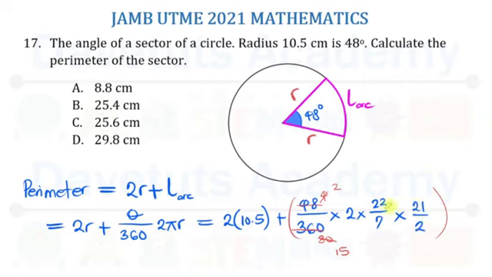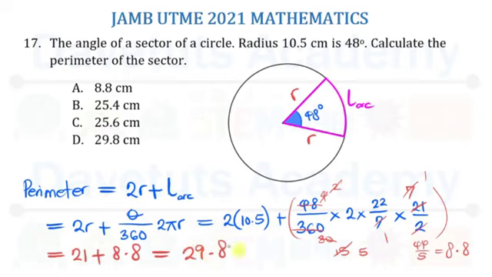Because I don't want to use my calculator, let me just see what I can do. So these 2 can cancel these 2. 3 can go here, 5. 3 can go here, 7. Good. 7 here 1, 7 here 1. So that will be 2 times 10.5 is 21 plus, here I'm going to have 2 times 22 is 44 over 5. 5 in 40 is 8, 4 again is 8. So I have 8.8. 21 plus 8.8 is 29.8 centimeters. And do we have that in the options? Yes, option D, 29.8 centimeters.